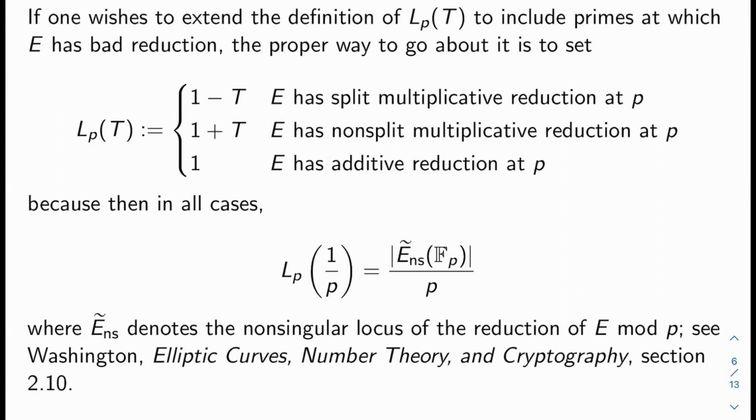The reason I'll give you here is, in all cases, it turns out L_p(1/p) is the number of F_p solutions on the non-singular locus of the reduction of E mod P divided by p. For that, you can see Washington's Elliptic Curves, Number Theory, and Cryptography, section 2.10 for a proof of that, although that's not hard to prove. But there are other reasons.